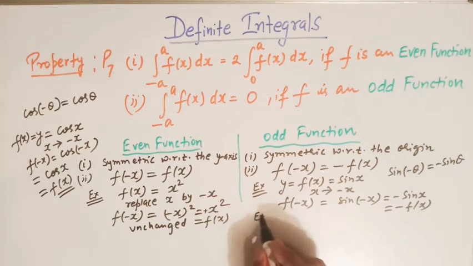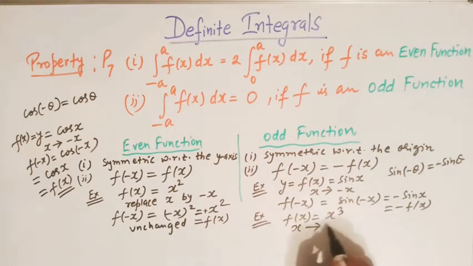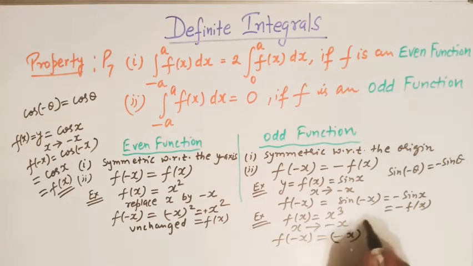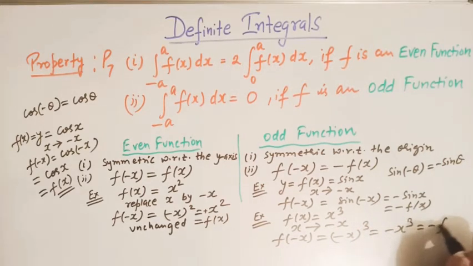Similarly, let us take one more example. Suppose we have a function, say cubic function x cube. Now if we replace x by minus x, we have f of minus x is equal to minus x cube. So this is minus of x cube, that is equal to minus of f of x, right?